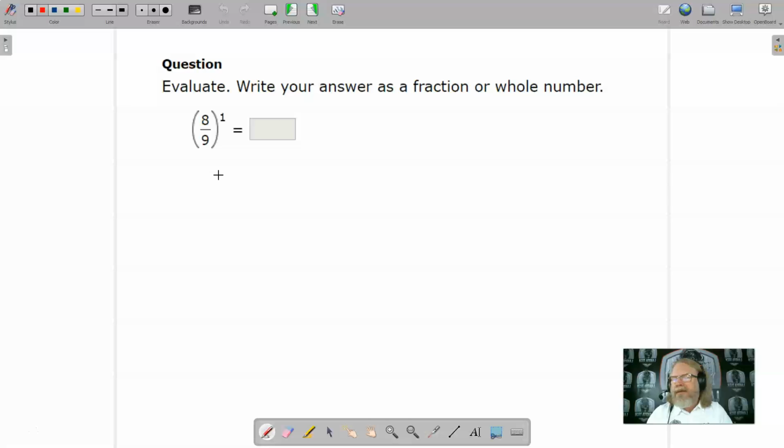Now, this one's interesting, right? I already know this is going to be 8 over 9, because anything raised to the power of 1 is equal to itself. Now, if you wanted to, you could go ahead and write that process out, 8 over 9, put it in its parentheses, and put the exponent there. Now, apply the exponent to both the numerator and to the denominator. Now, let's go ahead and simplify it. Well, 8 to the first power is 8, and 9 to the first power is 9. Now, however, right away, if I saw this here, I probably wouldn't bother with all that because I know anything to the power of 1 is equal to itself.